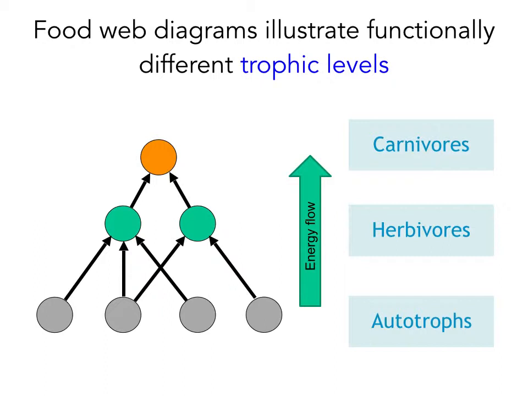Intermediate species consume other species, but are also consumed by predators. For example, herbivores consume autotrophs and carnivores consume herbivores or other carnivores. All, of course, are potentially consumed by a top predator. That is, the predator in a particular food web that has no natural predators itself. There are multiple levels of carnivores, but the top carnivore is referred to as the top predator.